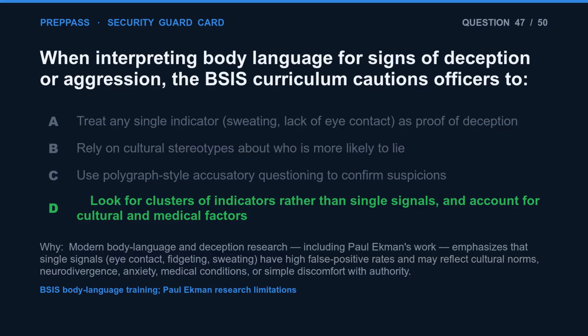The correct answer is D. Modern body language and deception research, including Paul Ekman's work, emphasizes that single signals, eye contact, fidgeting, sweating, have high false positive rates and may reflect cultural norms, neurodivergence, anxiety, medical conditions, or simple discomfort with authority.